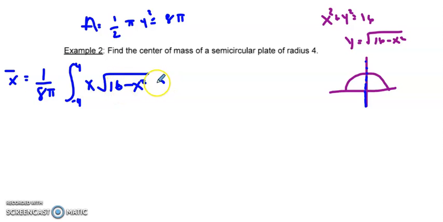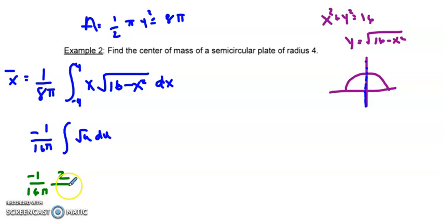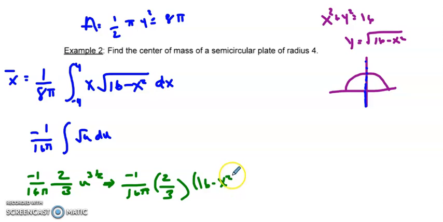And I can use u substitution in order to integrate here. I have 16 minus x squared as my u, and -2x dx is my du. I'm going to let you work on that u substitution and know that when I do my substitution, I'm going to get -1 over 16 pi, leaving out my limits of integration, times the integral of root u du. When I integrate, I'll get -1 over 16 pi times 2/3 u to the 3/2, which now I'm going to sub back in for my u. Negative 1 over 16 pi times 2/3 times 16 minus x squared, all to the 3/2. And I want to evaluate this from negative 4 to 4.